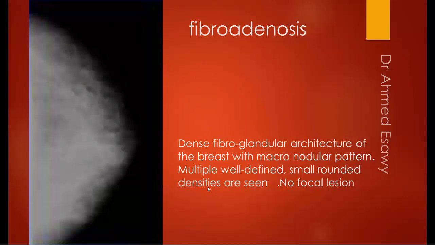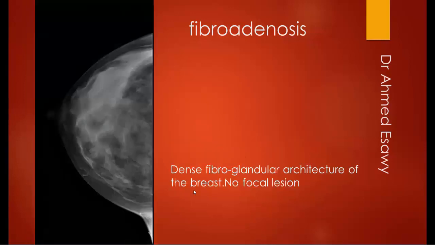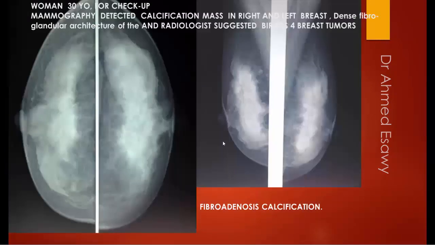Fibroadenosis in mammography: dense fibroglandular architecture of the breast with a micronodular pattern, multiple well-defined small round densities are seen, no focal lesion. Dense fibroglandular parenchymal architecture of the breast in mammography in fibroadenosis, no focal lesion. Fibroadenosis in mammography, case with asymmetric dense fibroglandular architecture with no focal lesion.